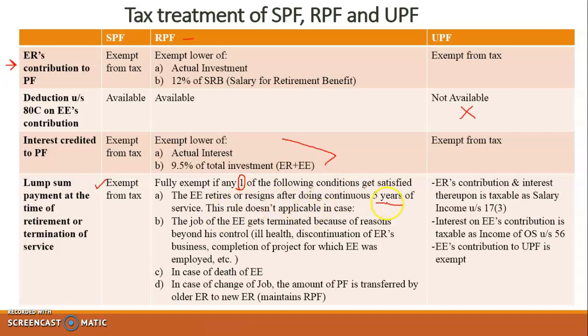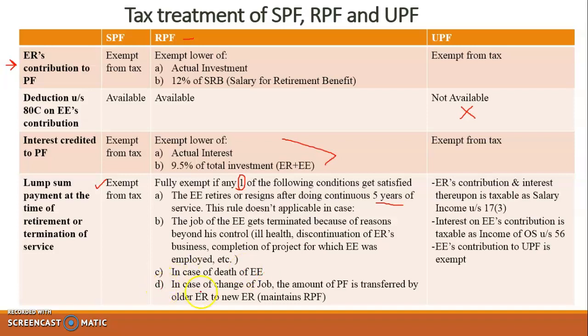Or in case this rule doesn't apply and the job of the employee gets terminated because of reasons beyond his control, जैसे उसकी health खराब हो गई या employer का business discontinue हो गया या completion हो गया वो project जिसपे employee was employed. So अगर कुछ भी ऐसी conditions होती हैं which are beyond his control, उस केस में अगर termination हो जाता है तो भले ही आपकी continuous service 5 years की ना हो, आपको exemption मिल जाएगी. Third one is in case of death of employee. तो अगर 5 साल से पहले अगर death हो जाती है employee की, तो उस केस में भी आपका जो भी amount होगा that will be exempted from tax.